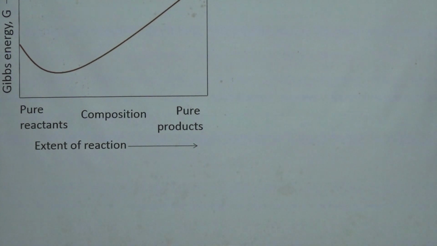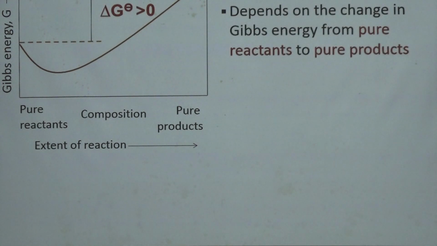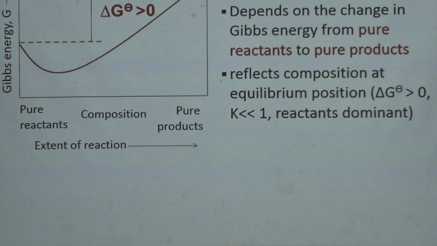I will use the same graph. What is delta G0 using this diagram? Delta G0 is just the Gibbs energy of product minus the Gibbs energy of reactant. Delta G0 is just the difference here. So delta G0 depends on the change in Gibbs energy from pure reactants to pure products. So delta G naught reflects the composition at equilibrium position.